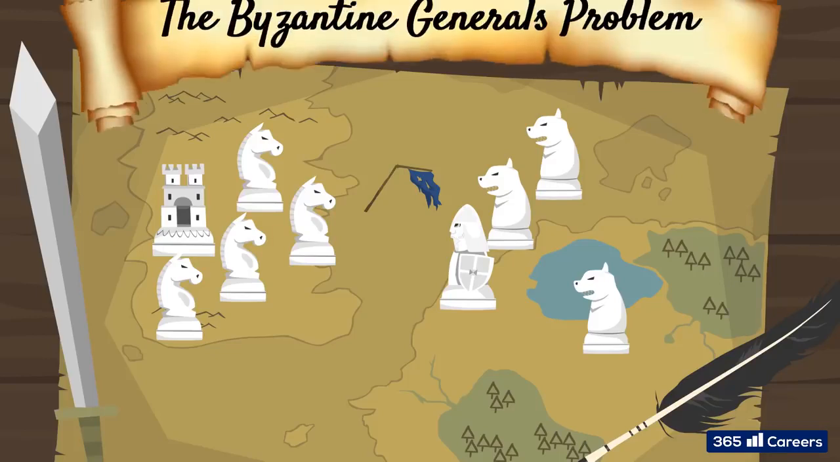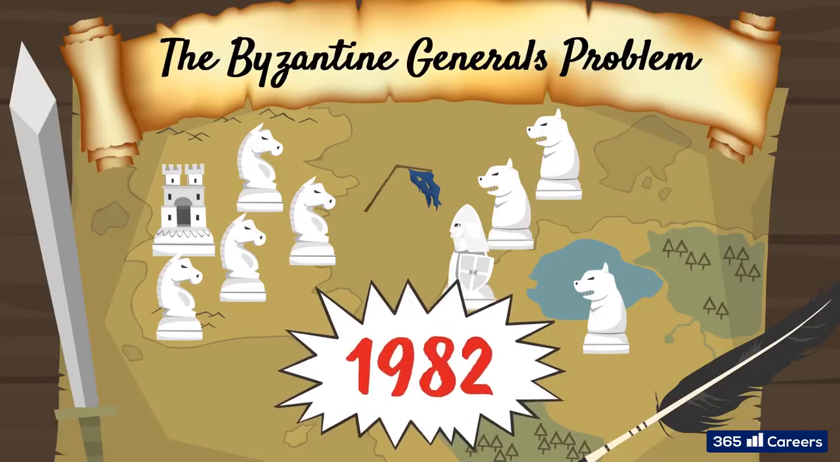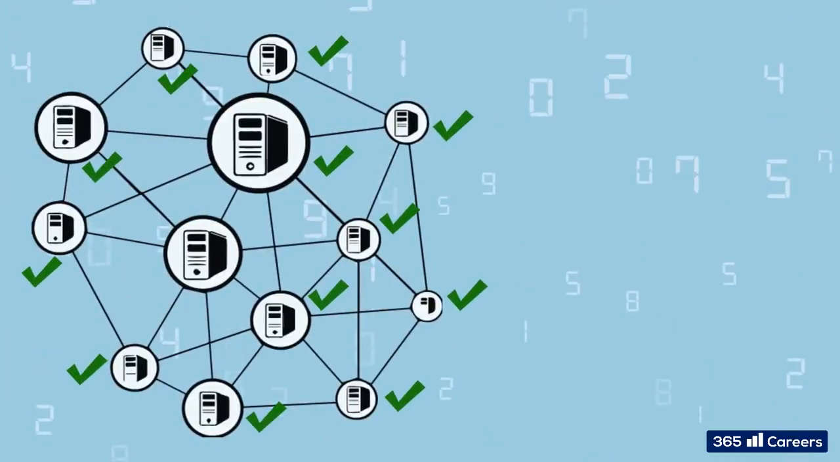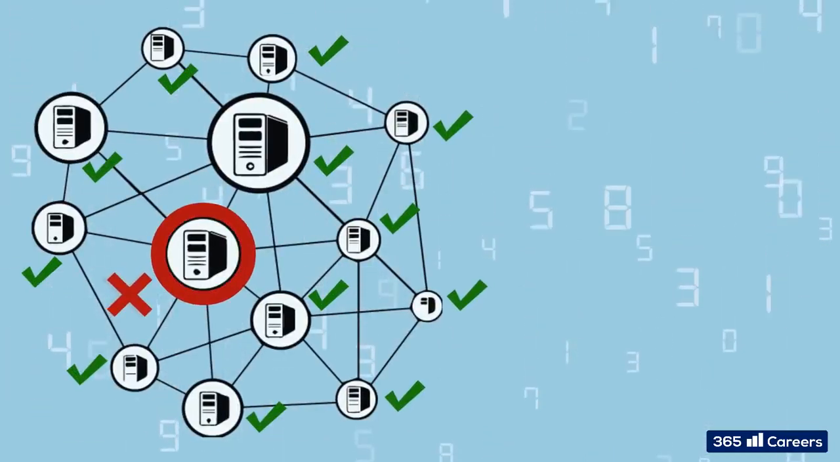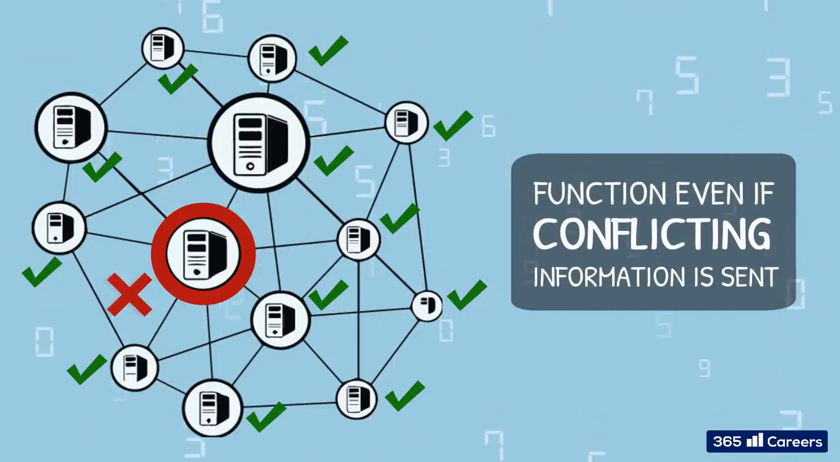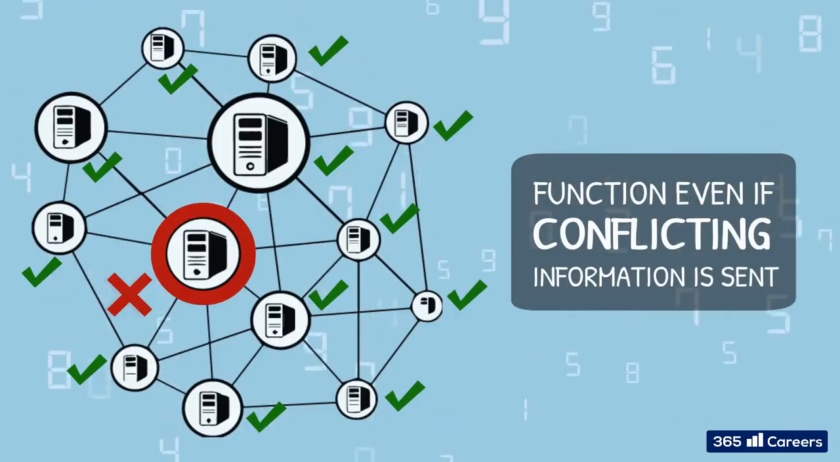The Byzantine generals problem was first introduced in a computer science paper published in 1982. The problem discussed in the paper is that reliable computer systems must be able to function effectively in the presence of faulty components that may send conflicting information to different parts of the system. This issue is even more acute when we talk about decentralized computer networks.